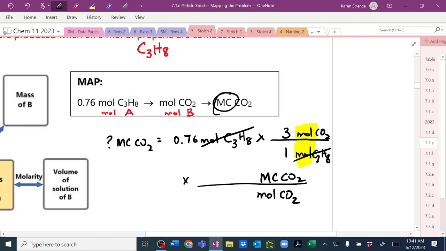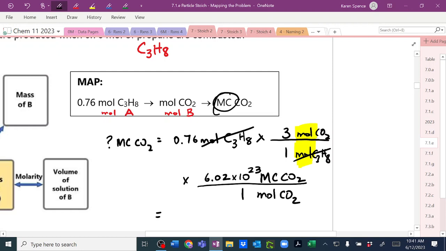I'd like you to tell your partner what numbers go on the top and the bottom of that conversion factor. Avogadro over 1, yes. 6.02 times 10 to the 23 molecules per 1 mole, because the 1 goes with the mole, yes.